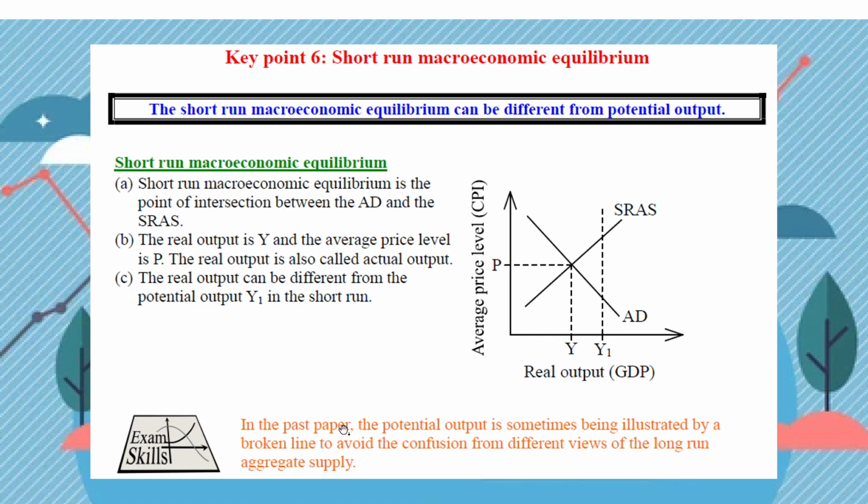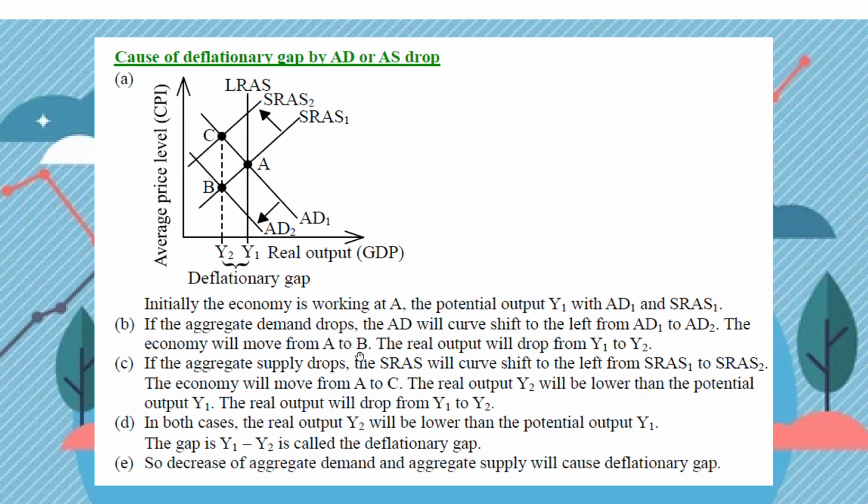So in the past paper, be careful. The potential output is sometimes illustrated by a broken line to avoid the confusion from different views of the long run aggregate supply. You can draw the vertical one as a solid line as a monetarist picture. You draw a solid vertical line with a horizontal line for the Keynesian model. A deflationary gap is caused by an AD or AS drop.